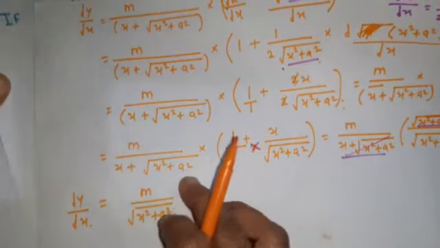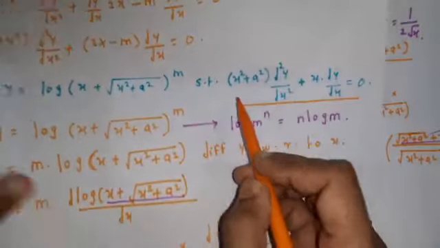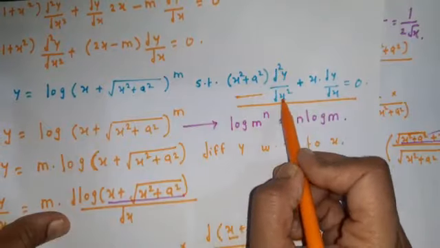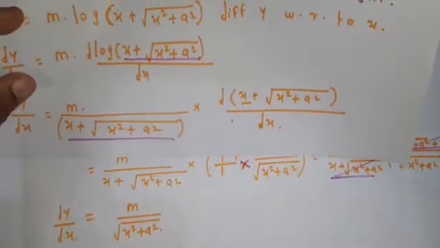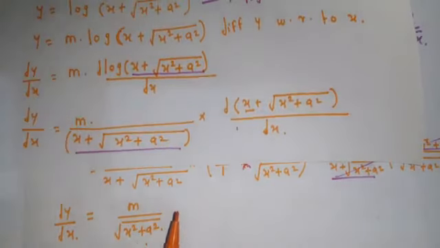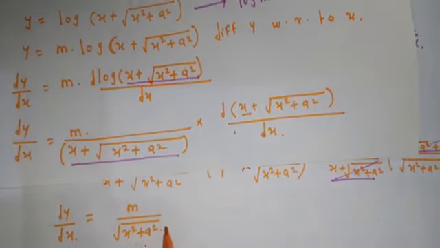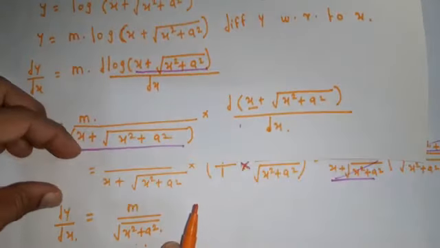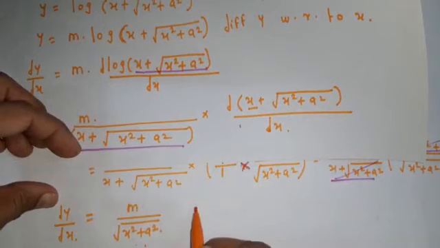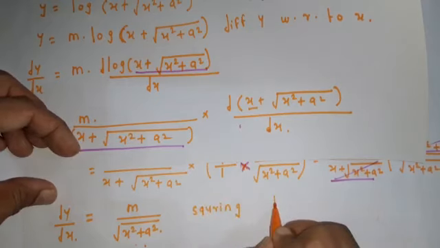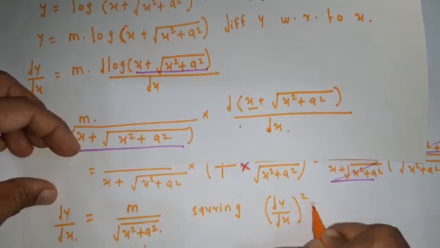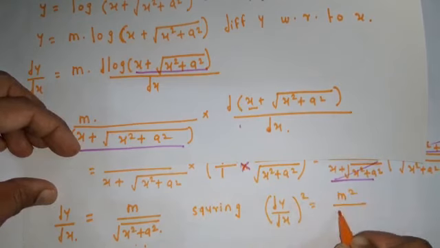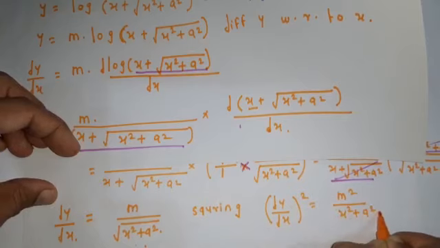Okay students, but what we have to prove? We have to prove this, that is x square plus a square d2y by dx square, and here square root of x square plus a square. That's why if we square both sides, the terms will get simplified and we will get the required proof easily. So squaring on both sides, we get dy by dx whole square equal to m square upon x square plus a square.